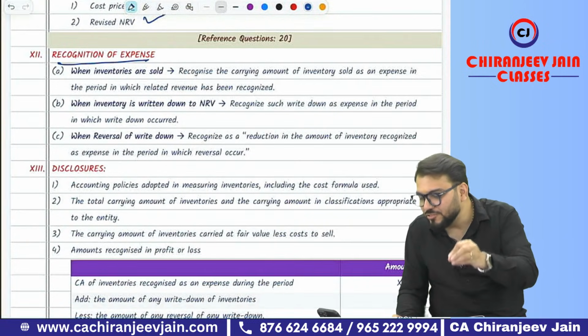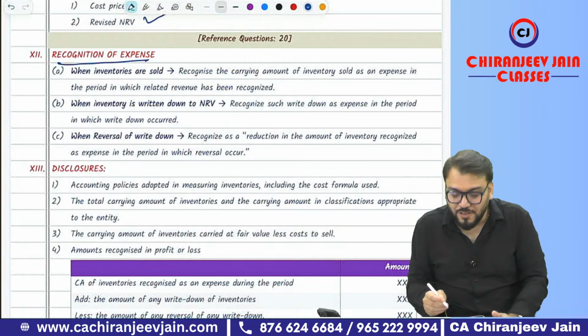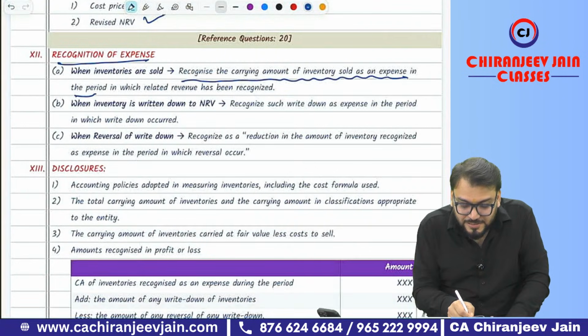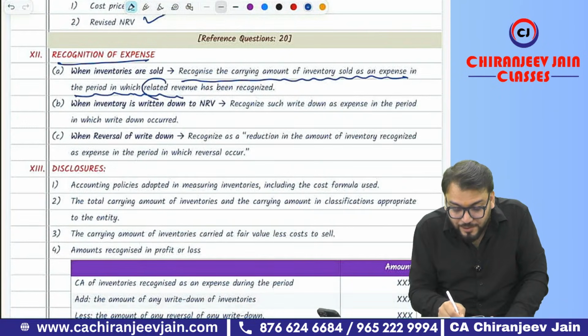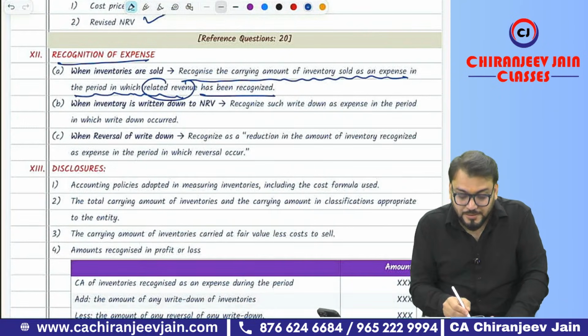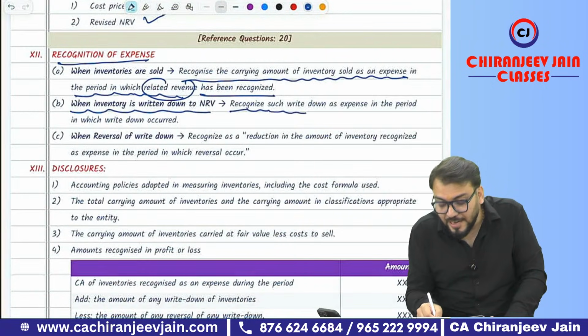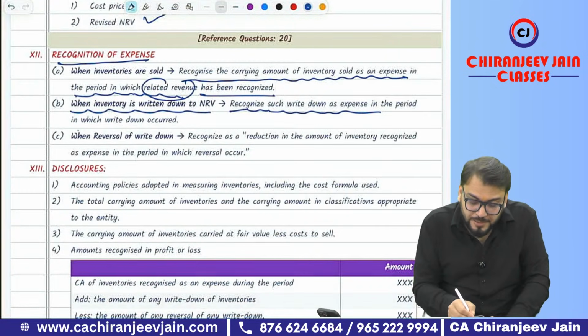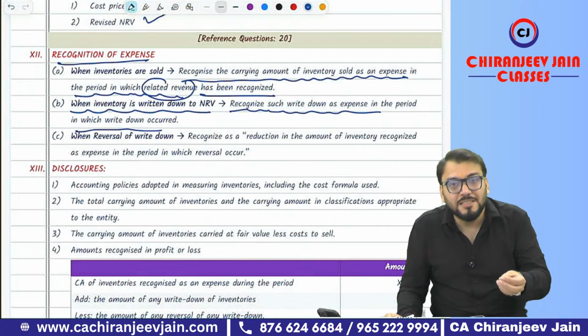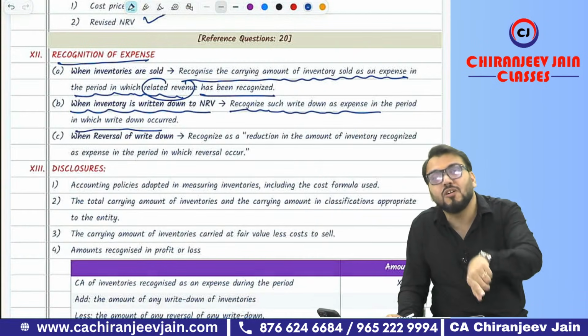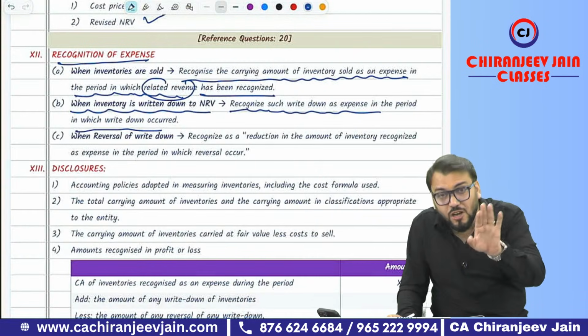Everyone will say in the year it is sold, as per the matching concept, we recognize the carrying amount of inventory as an expense in the year in which the related revenue has been recognized. Then inventory is written down to NRV. When inventory is written down to NRV, we recognize such write down as an expense in the period in which the write down occurred.